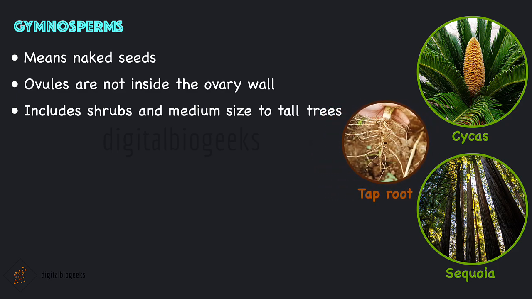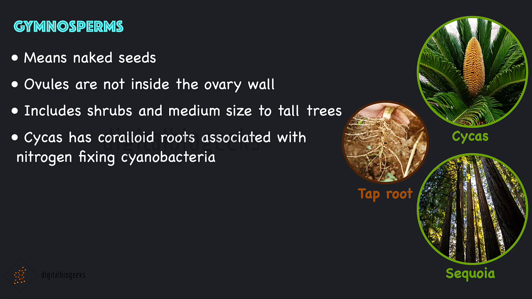They have tap roots. Taproot is a straight, tapering root growing vertically downwards and forming the center from which the branches develop. Some roots show a symbiotic relationship with fungi called mycorrhiza, which we learned in the kingdom fungi. Cycas has special roots called coralloid roots, which have an association with nitrogen-fixing cyanobacteria. Stems are branched as in the case of Cycas and unbranched in the case of Pinus.